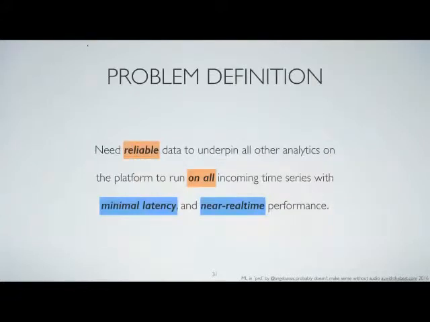So more formally, we need reliable data to underpin all of the downstream analytics that we have on our platform, and to run on all of our incoming time series with minimum latency and in near real-time performance. So back to the convention that we are working with, the amber colors are a little bit more on the research side, and the blue colors are more on the development side. But all of this was required to be able to deploy VEE on our data streams.